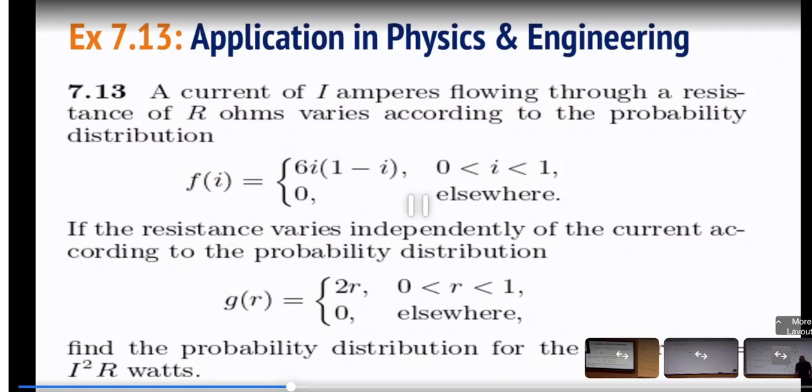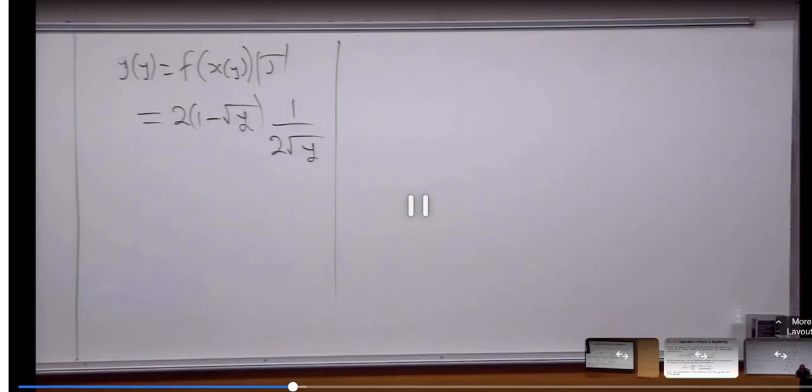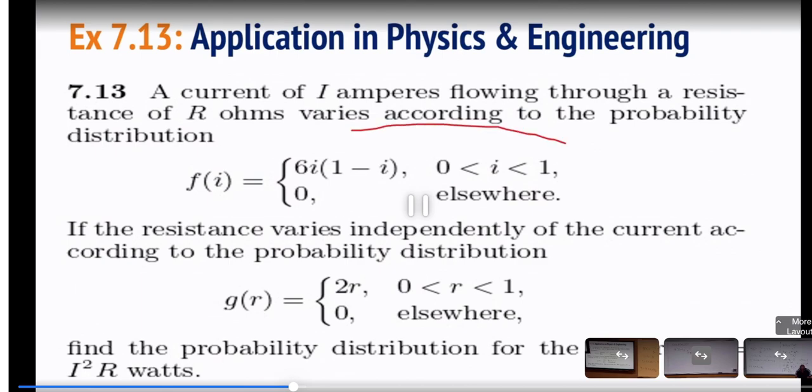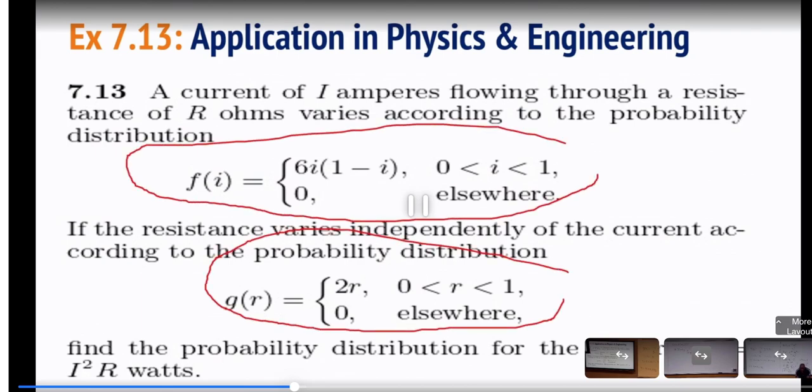I amperes flow through a resistance of R ohms varies according to the probability distribution. You are given two probability distributions. You're given f of I to be that, and you're given g of R to be that. And the question is, find the probability distribution for power, W.